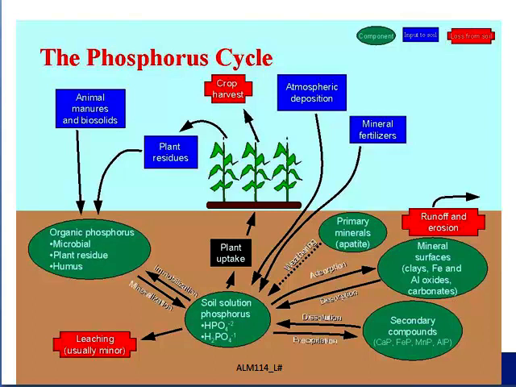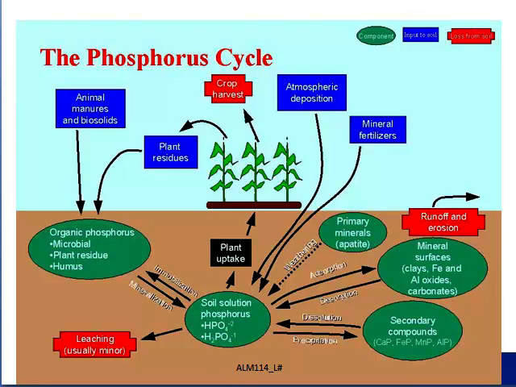The image on the slide shows a visual representation of all the components in the phosphorus cycle. In this cycle, phosphorus is converted between mineralized and non-mineralized versions of the compound. It is the mineralized version that plants can take up. I will start with an overview of this cycle and then break it down into components.